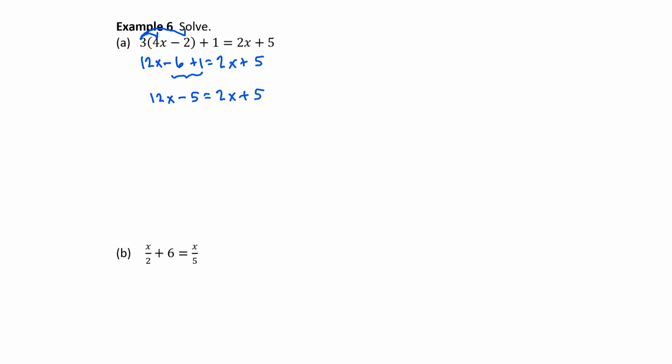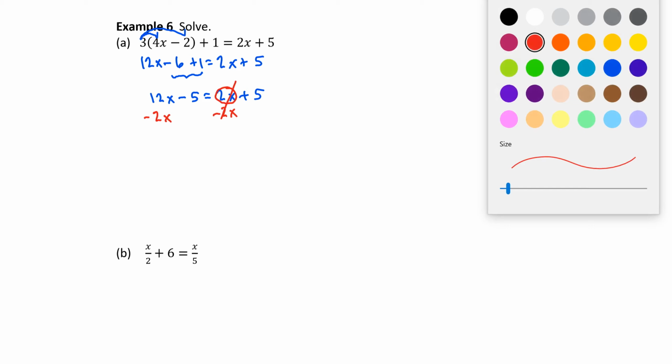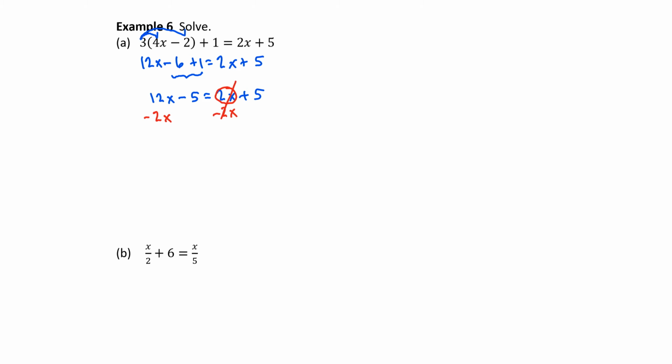Now my goal is to collect the variable terms on one side, preferably the left, and the constant terms on the right side. So if I move my variables to the left, then this guy has to go. We're going to subtract 2x from both sides so that 2x minus 2x cancels out, and combining like terms on the left side here, 12x minus 2x gives me 10x. Okay, and all we have left over there on the right side is 5.